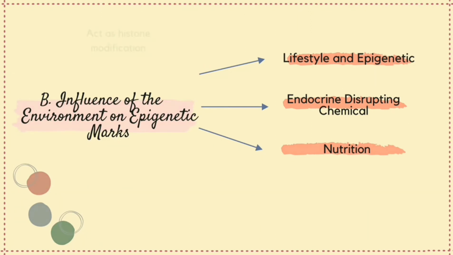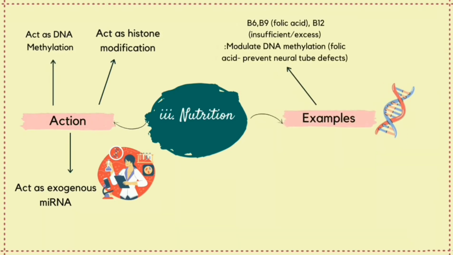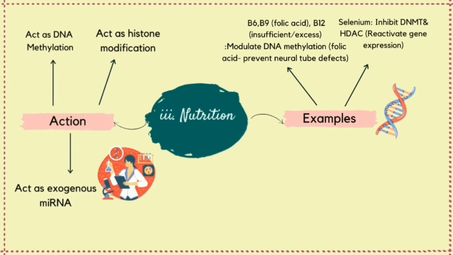Influence of nutrition on epigenetics. Certain diet components can modify epigenetic pattern and act on DNA methylation or histone modification. Also acts as exogenous microRNA. For example, insufficient or excess of vitamin B6, B9, and B12 can modulate DNA methylations. Selenium is an essential diet component which can inhibit DNMT and HDAC. It also reactivates the gene expression in response to oxidative stress and protects from carcinogen.